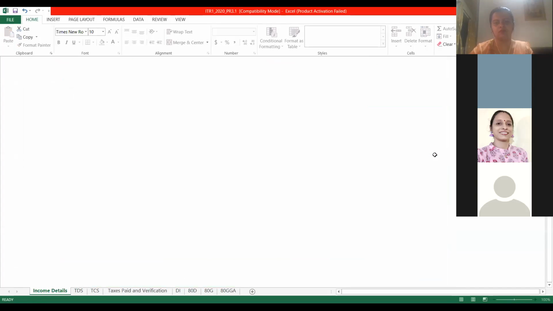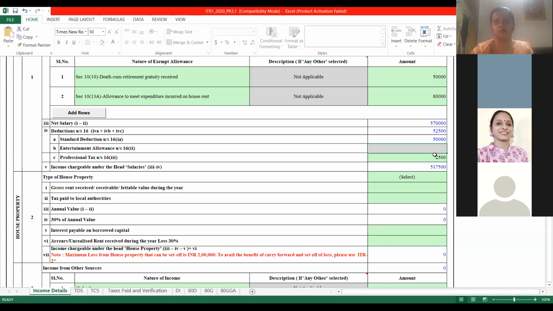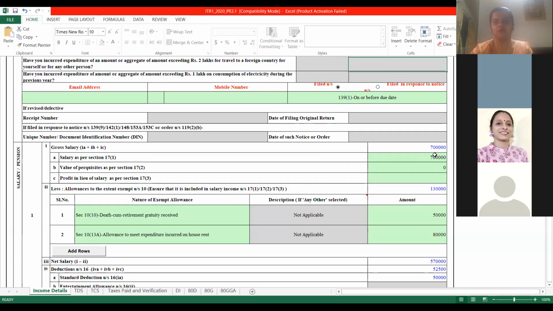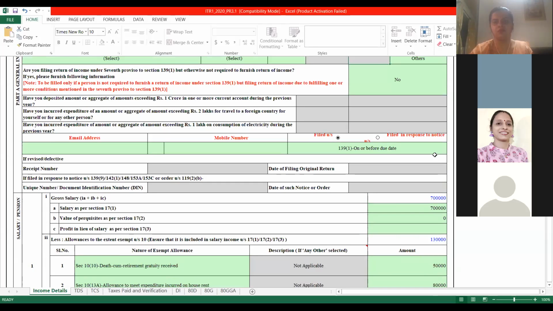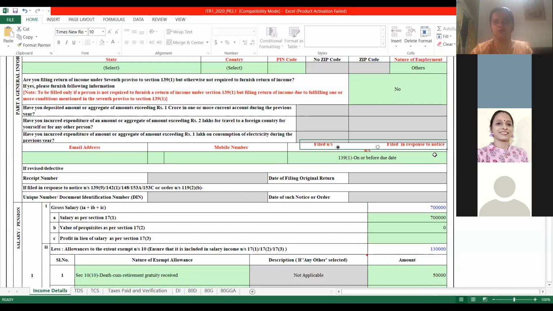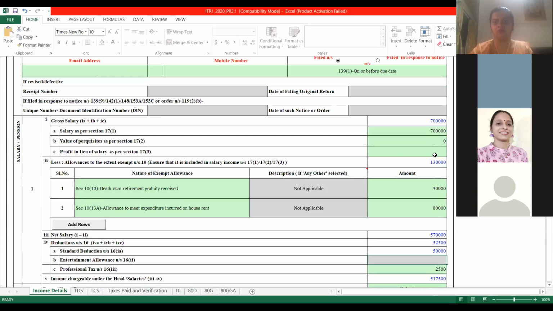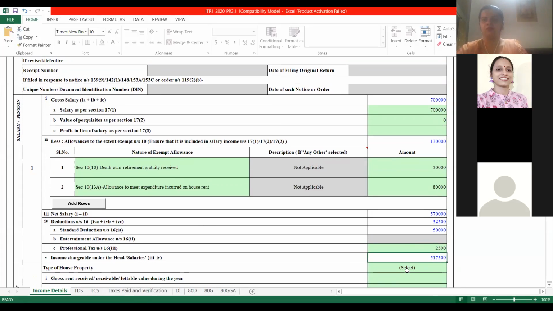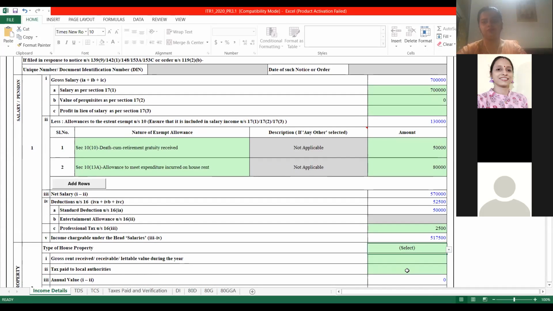Basically here, profession tax, say for example, during the year 2,500. Now, one more thing I would like to tell you: we have selected others as the employer category. We have not selected government. Because of this, this green cell over here is inoperative, the entertainment allowance, because the entertainment allowance deduction is available only for government employees. So say for example, 2,500 I have entered as profession tax. So this is my total income, total salary.